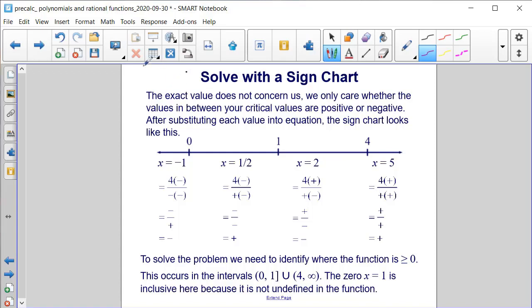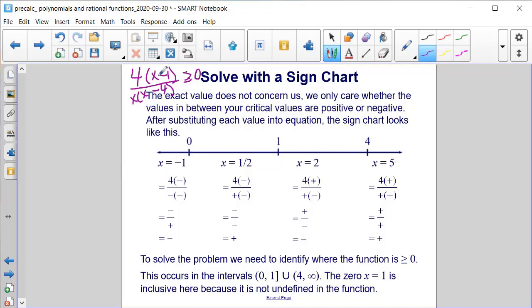So let's actually start by rewriting that inequality. When it was in simplified form, it was 4 times x minus 1 over x times x minus 4, and this rational function is greater than or equal to 0. And again, we found that the critical values were 0, 1, and 4. So we selected -1, 1/2, 2, and 5 as x values that are in between, or our test points.